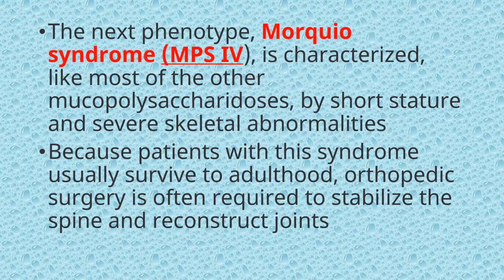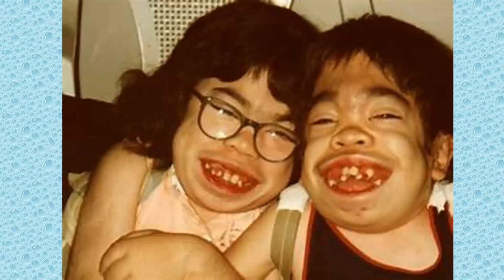We see quite often, I've seen several cases in my lifespan of Morquio syndrome. MPS 4 is characterized, like most of the other mucopolysaccharidosis, by short stature. As a matter of fact, one of my classmates had Morquio's disease, and they have severe skeletal abnormalities. Because patients with this syndrome usually survive to adulthood, orthopedic surgery is often required to stabilize the spine and reconstruct the joints. These are 2 lovers who have Morquio's disease.